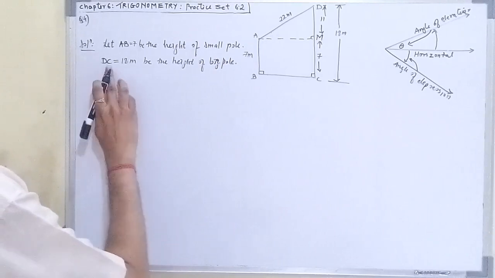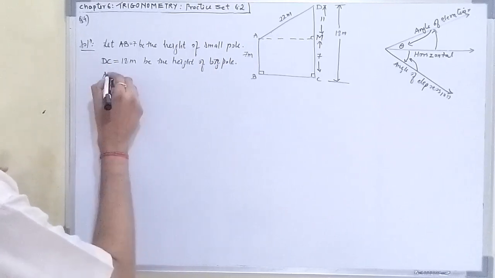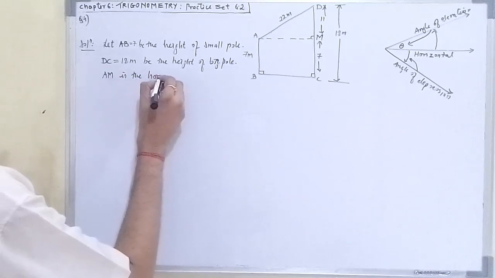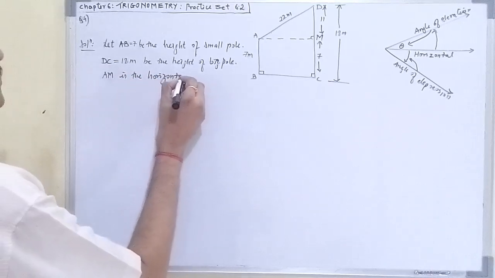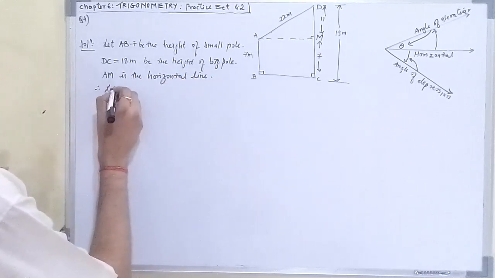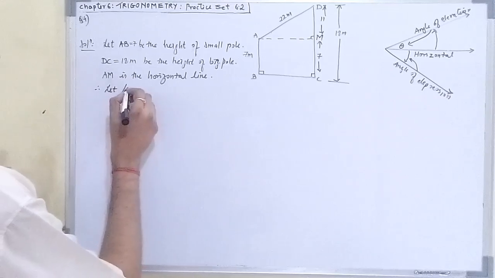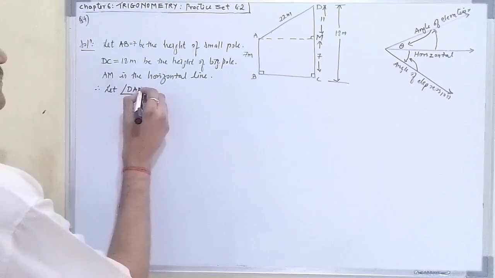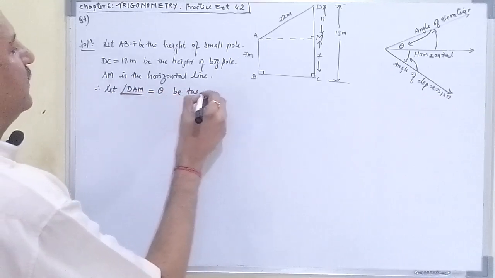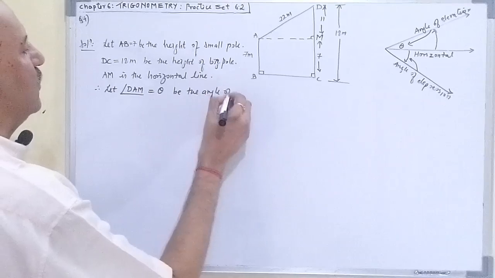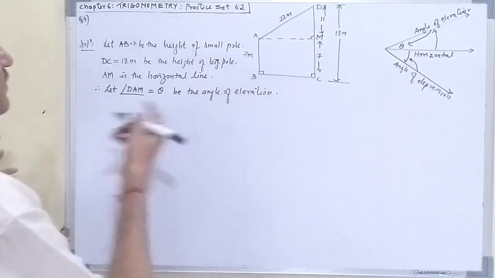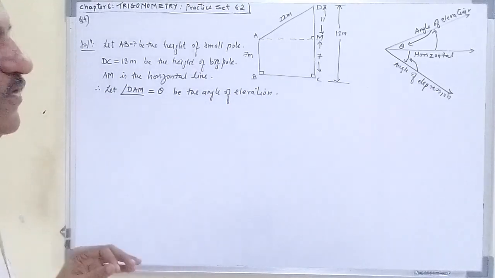AM is the horizontal line. Therefore, let angle DAM equal to theta be the angle of elevation. ये हमें फाइंड करना है. ओके.